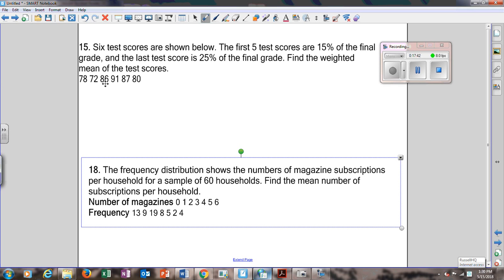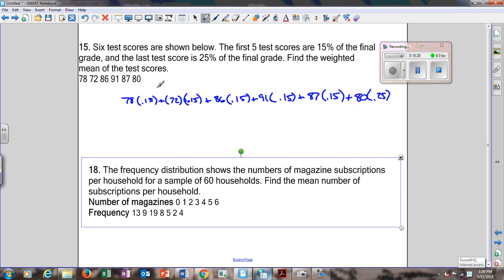So you do 78 times 0.15 plus 72 times 0.15 plus 86 times 0.15 plus 91 times 0.15 plus 87 times 0.15, and then the final one is 25%, so you do plus 80 times 0.25. That's how you do a weighted mean.